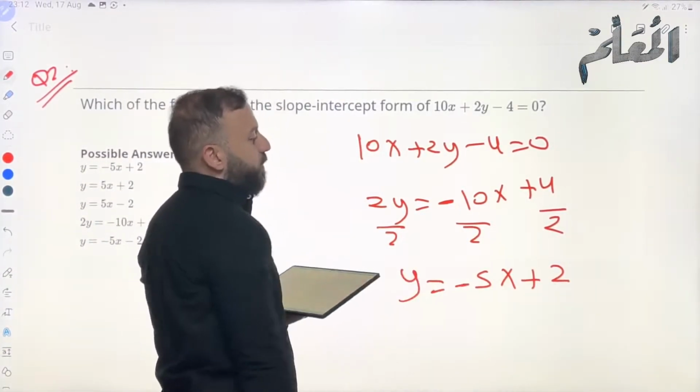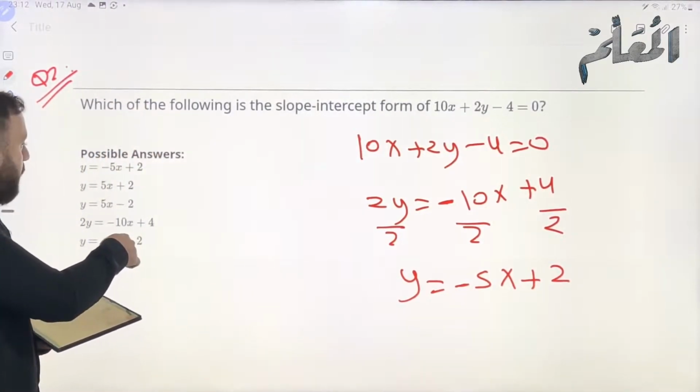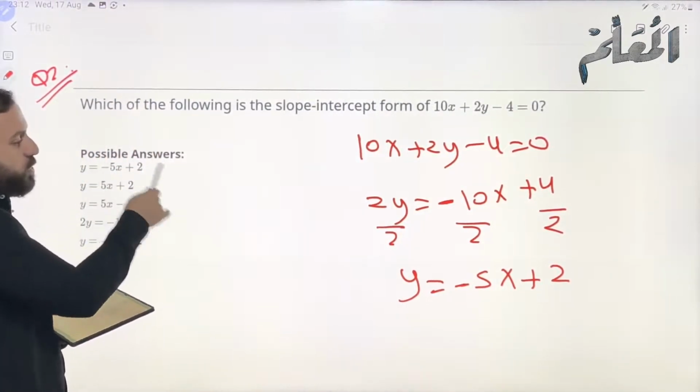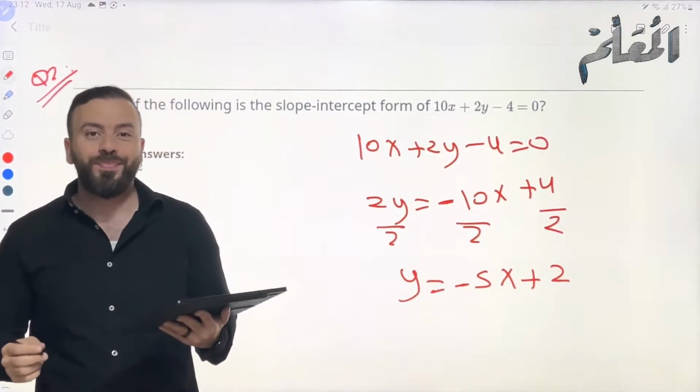Of course, the -5 is the slope and the 2 is the y-intercept. So in this case, -5x plus 2. Yes, it's the first choice here. That's the answer for question 2.